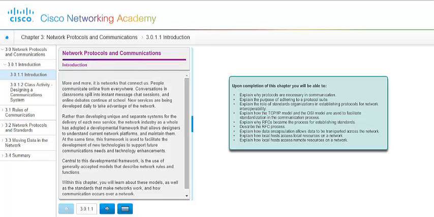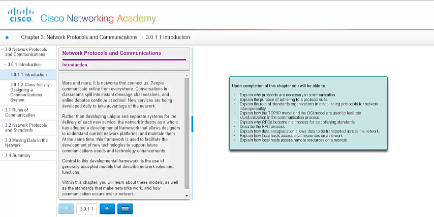Chapter 3, Network Protocols and Communications. Hang in there on this chapter. This one may get a bit confusing, but this is the foundation for networking from here on out. So hang on for the ride.